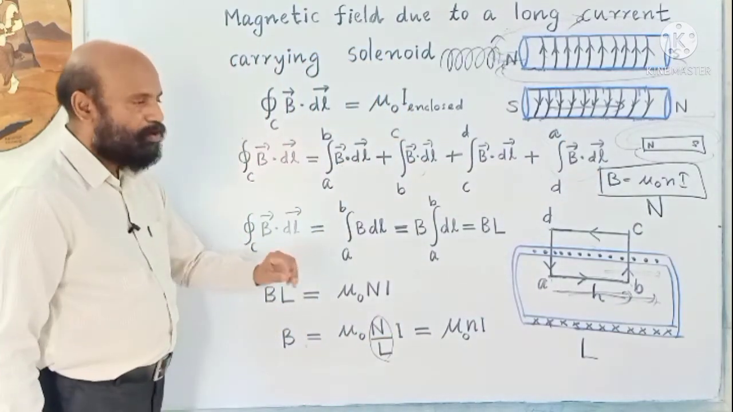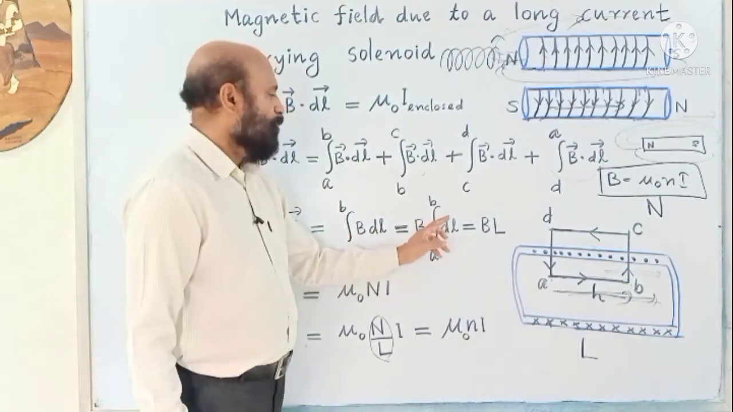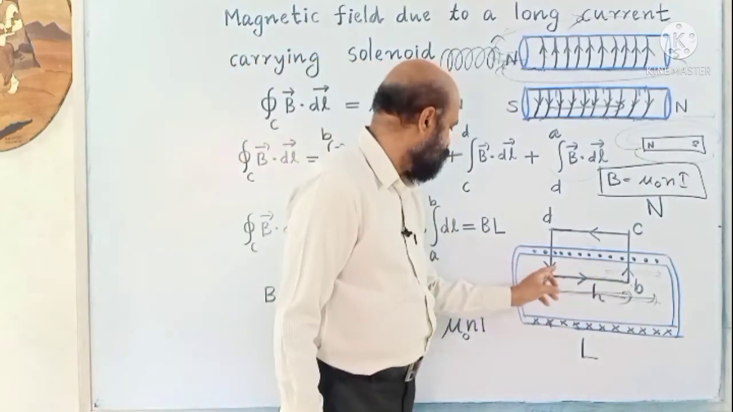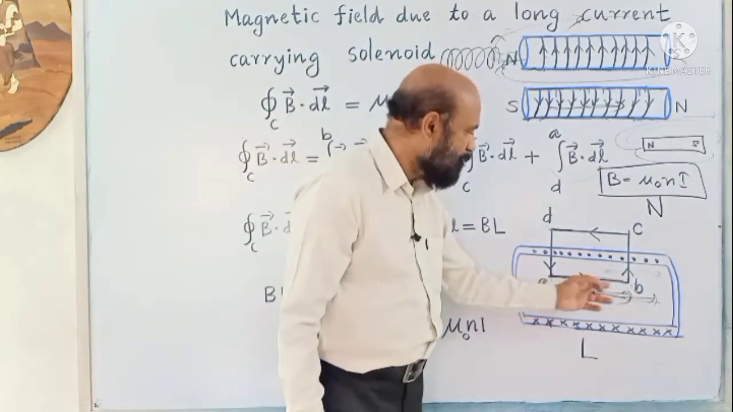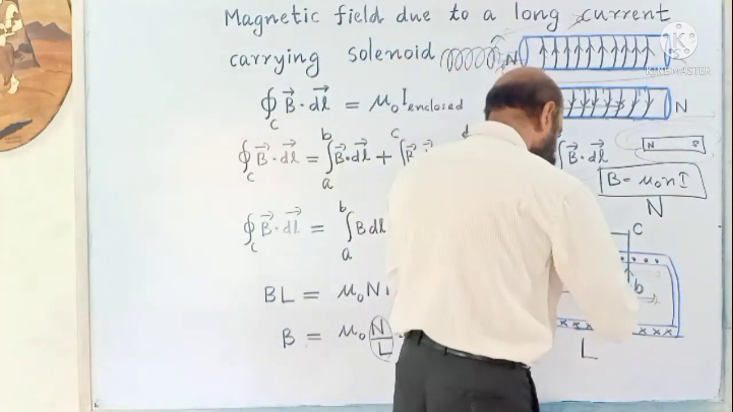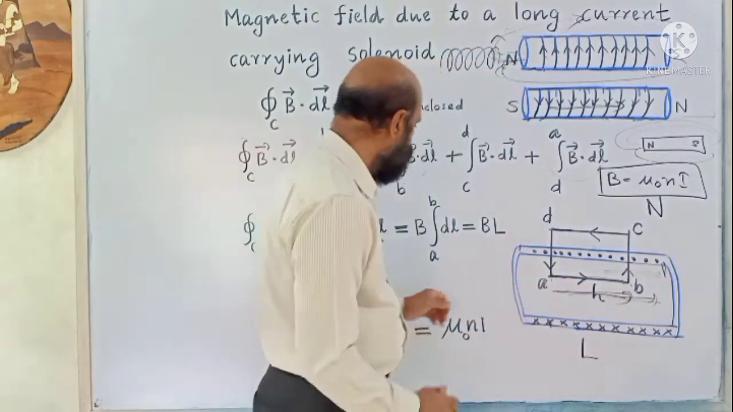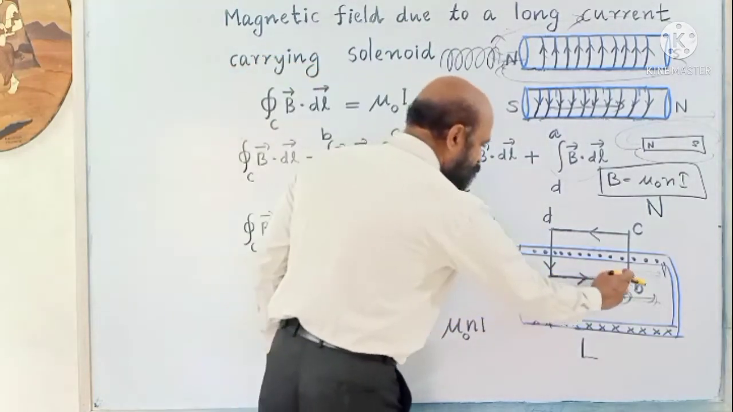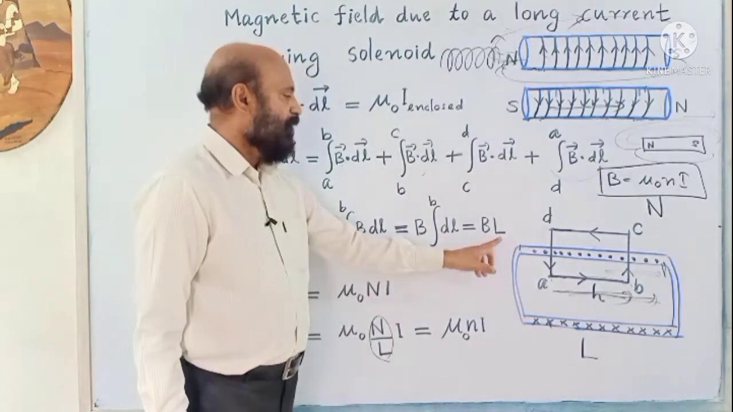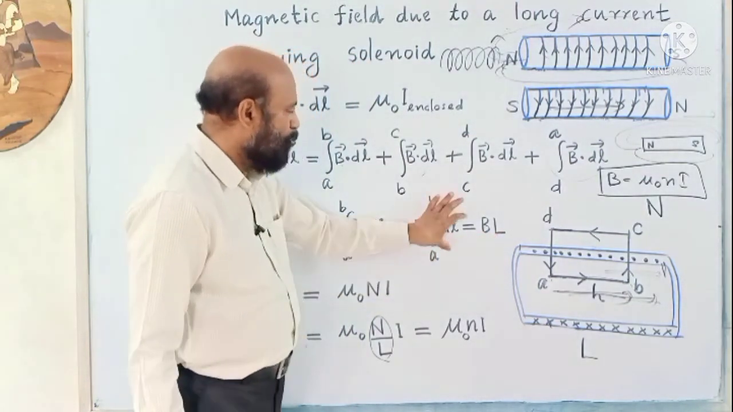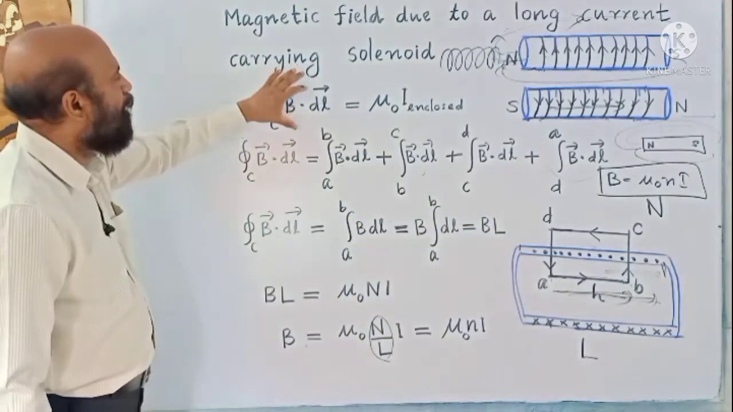Now magnetic field inside the coil is a constant. So this B can be taken outside. Then integral of dl, a to b, is h. But this is arbitrary, so we can take this full length. Length of this coil is L. So integral dl is, in this case it is h, but we can take this entire length of the coil. So entire length of the coil is L. So B into the integral dl, that is L. So B into L.